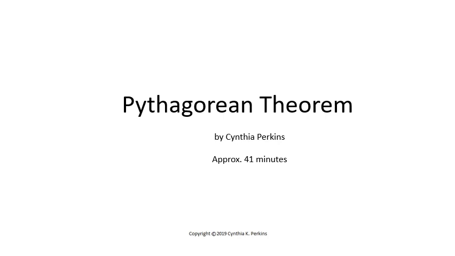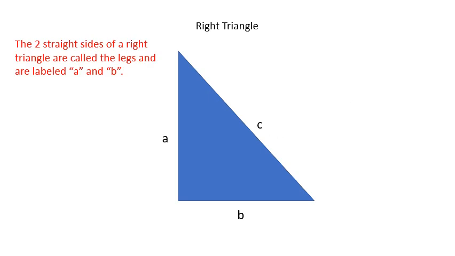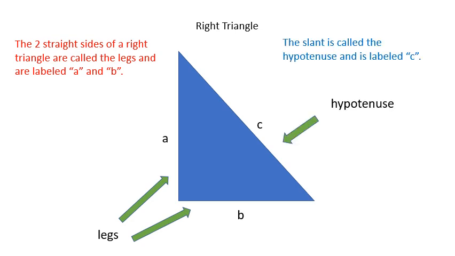Today I'm going to teach you a little bit about the Pythagorean theorem. This is a right triangle. The two straight sides of a right triangle are called the legs and are labeled A and B. The slant is called the hypotenuse and is labeled C.